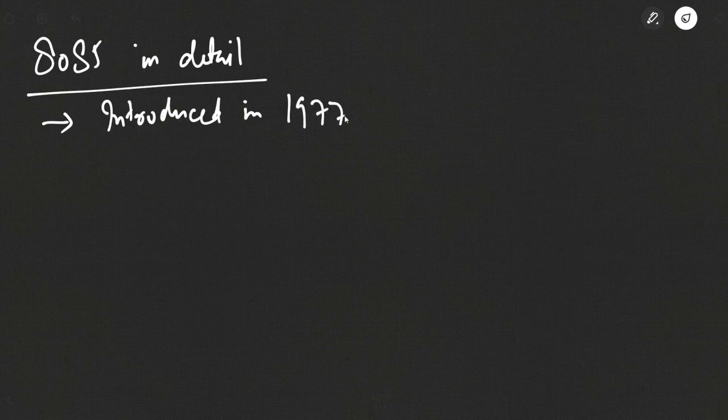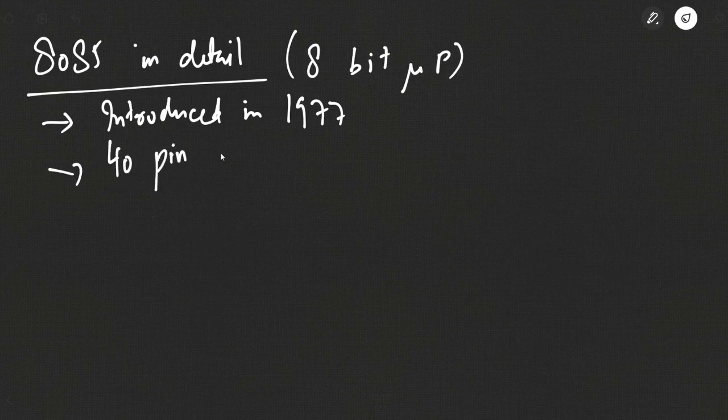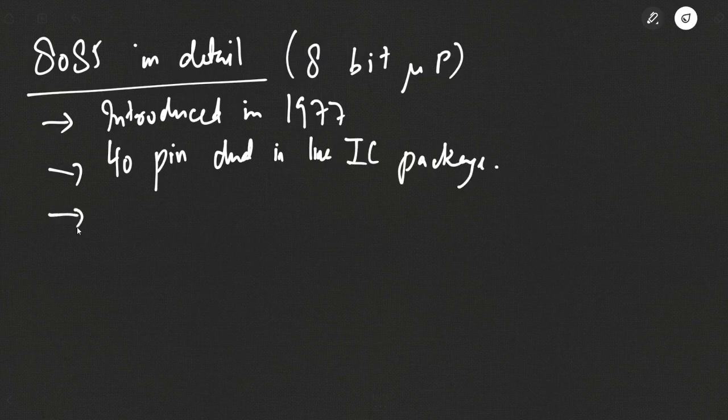Now coming back to the features of 8085. It's a product of Intel. It's an 8-bit microprocessor and was introduced in 1977. One of the important things to note about 8085 is that it is a 40-pin dual inline IC package. So this IC chip basically has 40 pins. We'll be studying each and every pin in detail, and understanding the function of each and every pin of this.